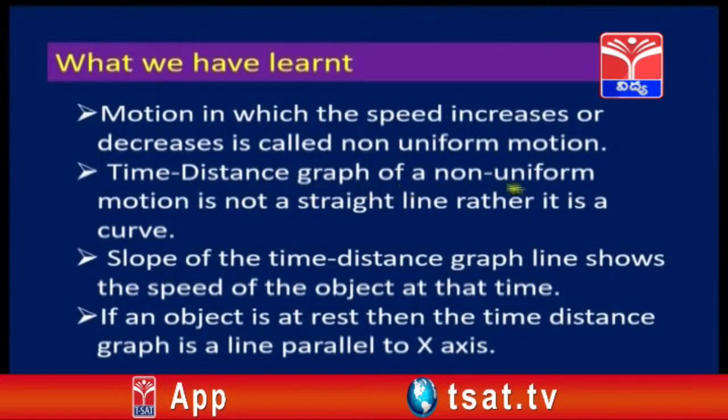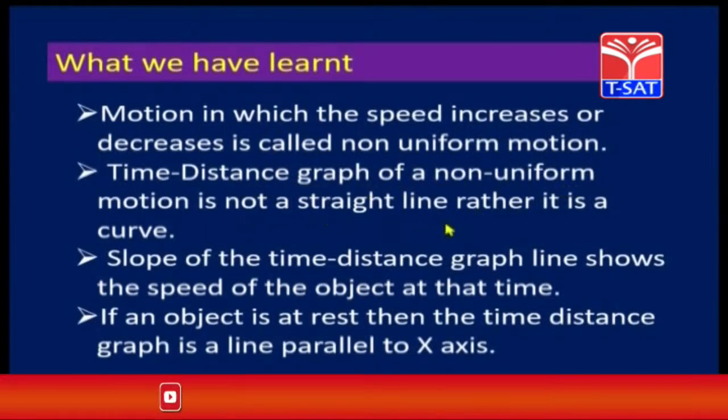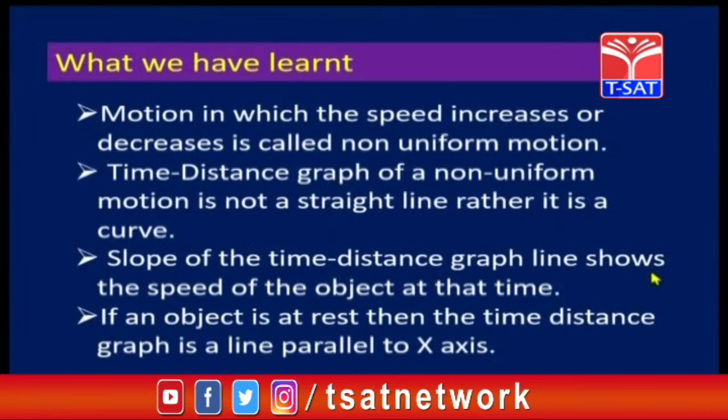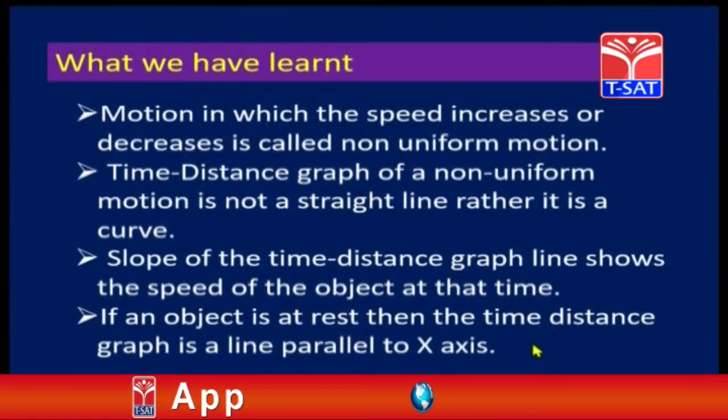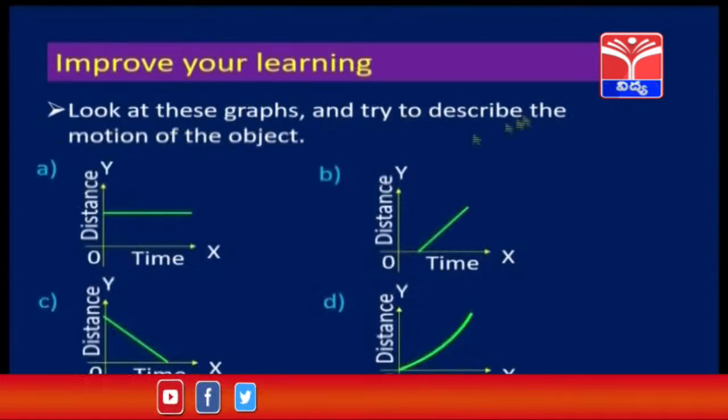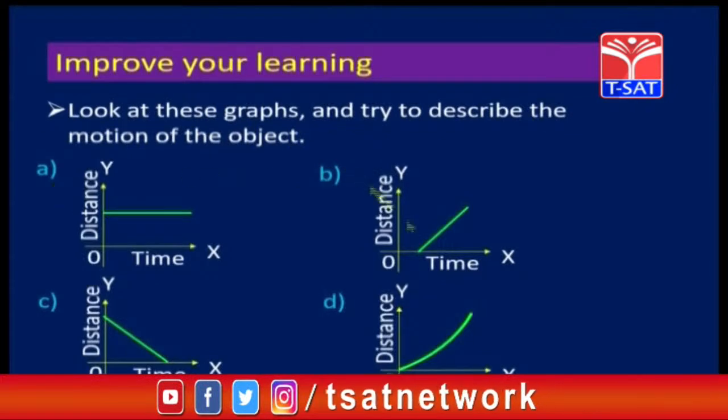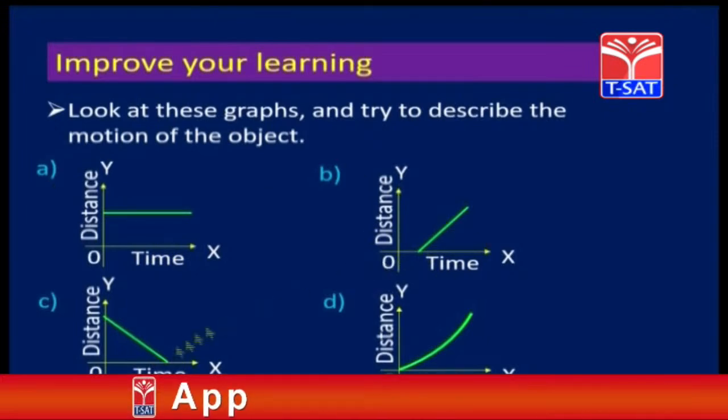The time-distance graph of non-uniform motion is not a straight line, rather it is a curve. The slope of the time-distance graph line shows the speed of the object at that time. If an object is at rest, then the time-distance graph is a line parallel to the x-axis. Look at these graphs and try to describe the motion of the objects. Observe here, this is a straight line parallel to the x-axis. This is a straight line inclined to the x-axis. This is also a straight line inclined to the y-axis, and this is a curve. Try to analyze these graphs, children, and try to answer this question.